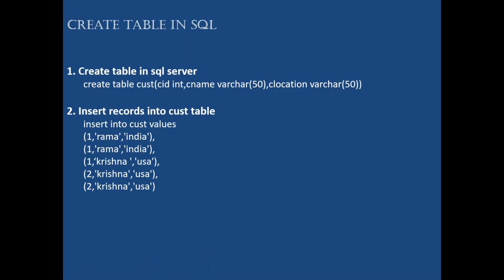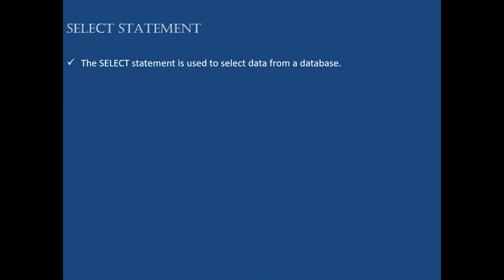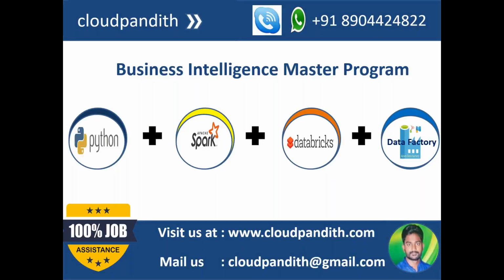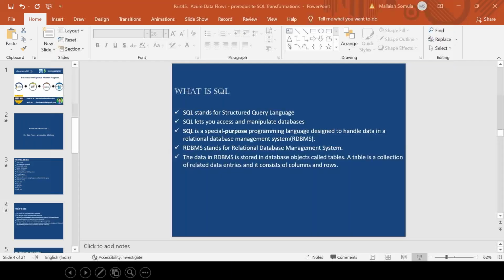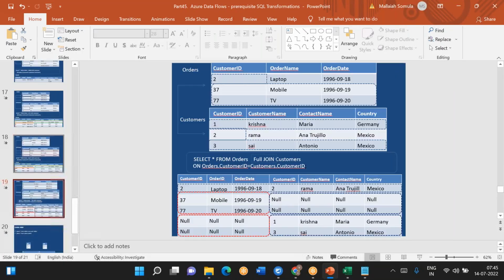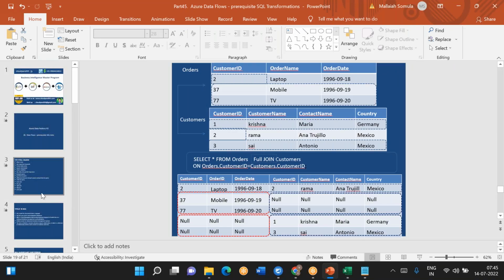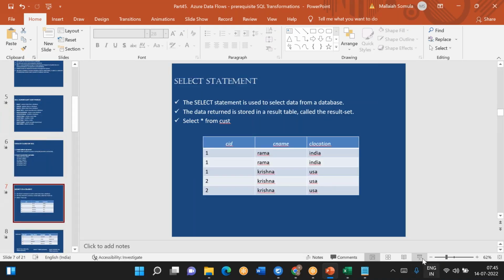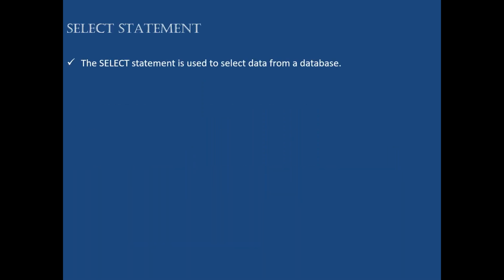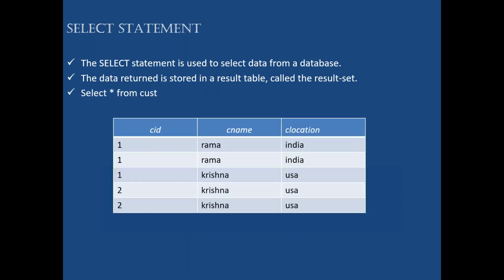So how to insert records into a table? Insert into customer table values, or select statement. Okay, see here. The select statement is used to select data from the database. The data returned is stored in a result table called the result set. Select star from customer means whatever data you inserted just now will be displayed here. Clear?